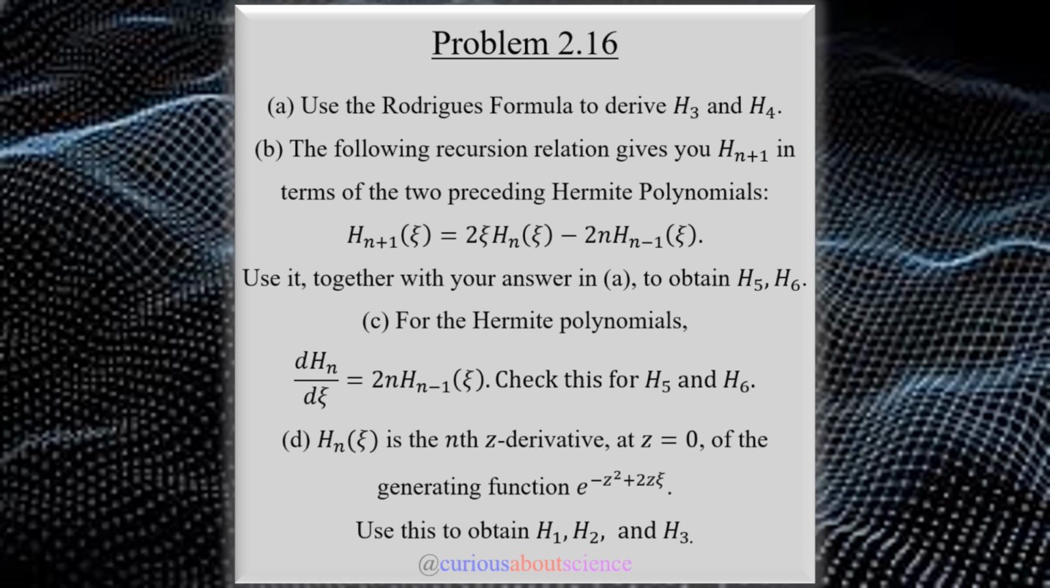Part D, H_n of ξ is equal to the nth z derivative at z equals 0 of what's called the generating function e^(-z² + 2zξ). Or to put it another way, it is the coefficient of z^n over n factorial in the Taylor series expansion for this function, where e^(-z² + 2zξ) is equal to the sum from n equals 0 to infinity of z^n over n factorial times the Hermite polynomial of order n. Use this to obtain H_1, H_2, and H_3. Long question ahead, let's dive in.